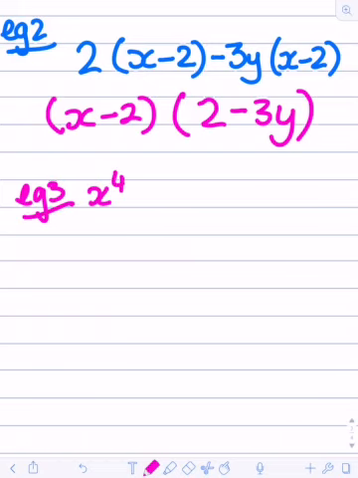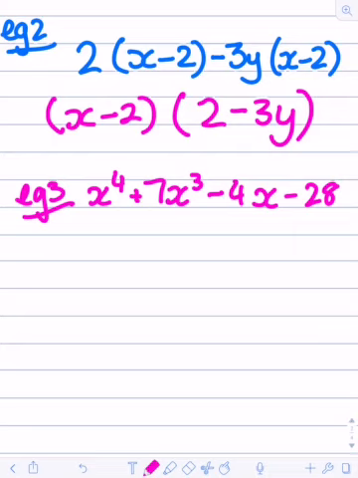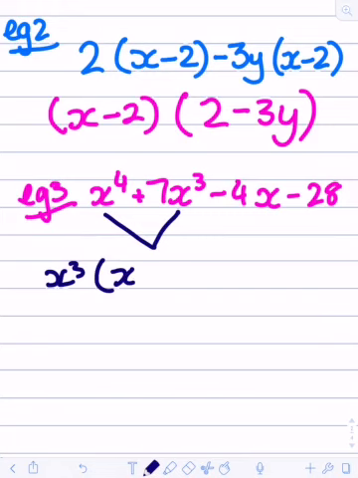X to the power of 4 plus 7x to the power of 3 minus 4x minus 28. Alright, so let's have a look at these four values. Again, we have nothing that will factor into all of these as a number or as a letter, but we can factor them by grouping them in pairs. So we're going to do the first two terms, x to the 4 and 7x cubed. So x cubed is the highest common factor there. I need another x plus 7.